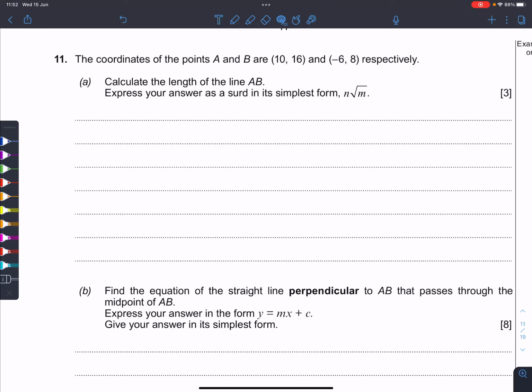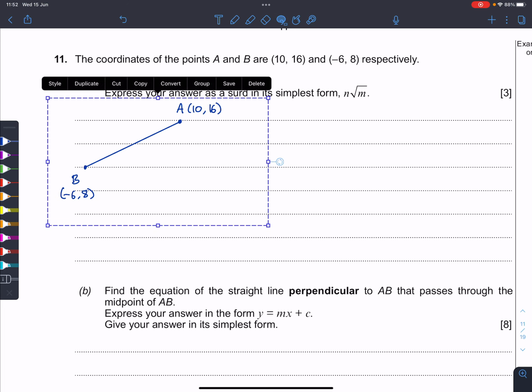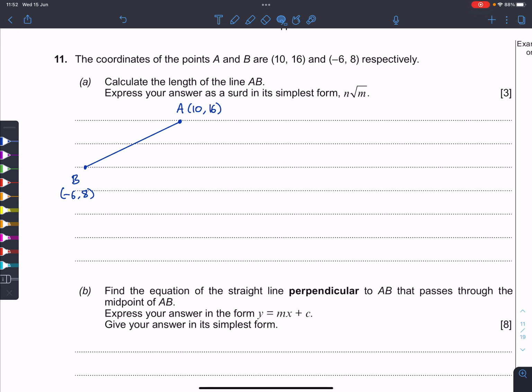Okay, we got question number 11 on the 2018 WJC additional maths paper. We have the coordinates of two points, A and B, which are (10, 16) and (-6, 8) respectively. Let's draw a little sketch of that. So there we go, it's going to look something like that. We want to calculate the length of this line AB. Express your answer as a surd in its simplest form.